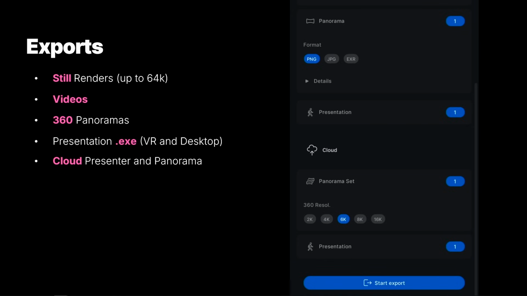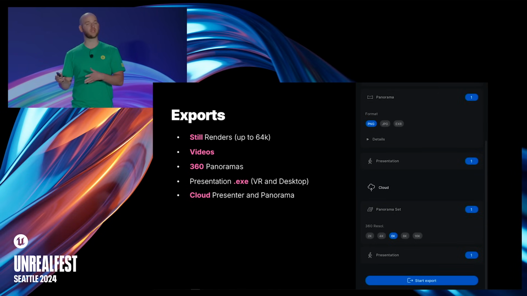Exporting stuff from Twinmotion is extremely simple compared to the movie render queue system of Unreal. You can, of course, do still renders up to 64K with the tiled rendering, animated videos, 360 panoramas, which can also be a stereo panorama for a lightweight VR experience. And besides static content, you can even export the entire executable so that you can hand it to somebody else and they can explore your 3D scene in real time.